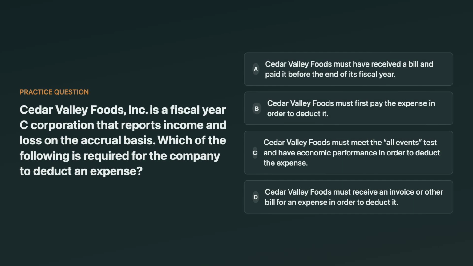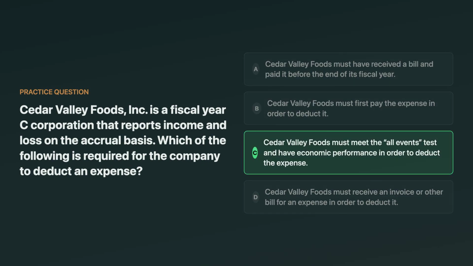Cedar Valley Foods is a fiscal year C corporation using the accrual method. What's required for the company to deduct an expense? Some choices focus on paying before year-end, paying first, receiving an invoice, or meeting the all events test plus economic performance. Which requirement actually controls for accrual basis deductions? Think about it.